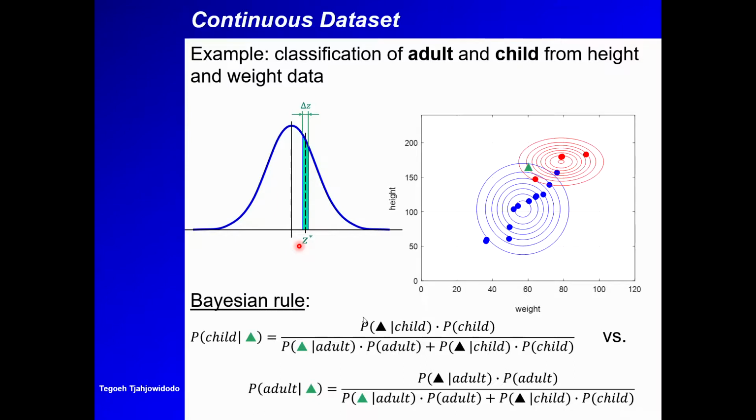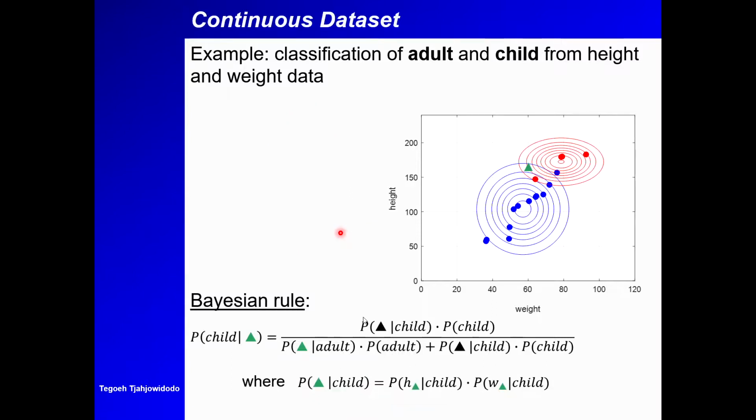Okay, so this is the second thing that I need to highlight. We are not going to really calculate the probability of child given the new individual, neither the probability of adult given a new individual, but we are only calculating the relative probability based on the numerator only and based on the probability density. Okay, now let's start by calculating the first one, the probability of child given the new individual.